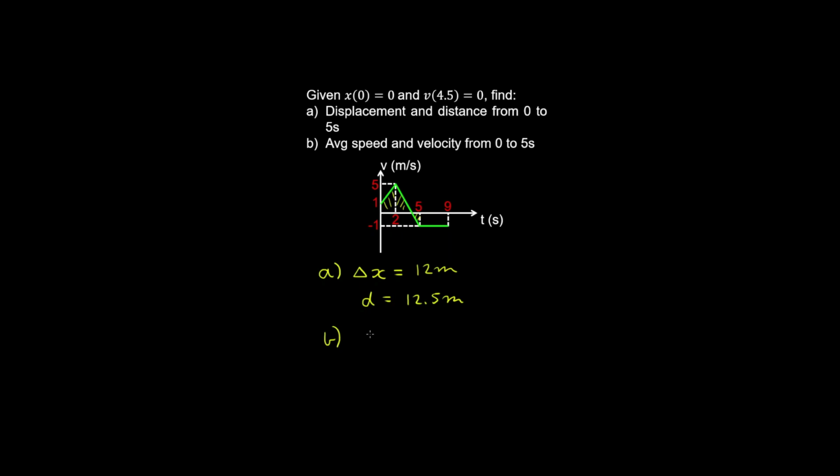And for part B, the average speed is equal to the total distance traveled over the total time, which is 2.5 meters per second. And the average velocity is equal to the displacement over the change in time, which is 5 minus 0 seconds, or 2.4 meters per second.